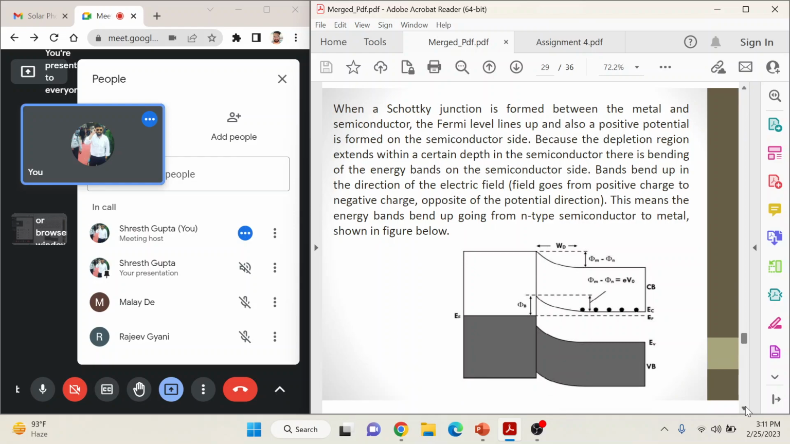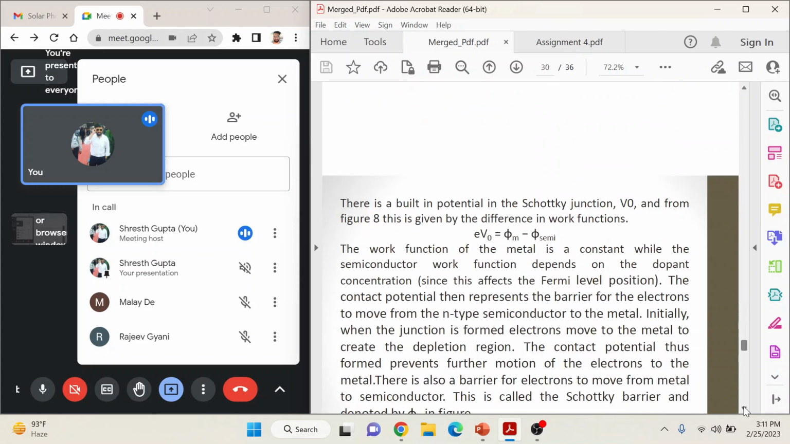So when a Schottky junction is formed between a metal and a semiconductor, the Fermi levels line up, and also a positive potential is formed on the semiconductor side. Okay, and because the depletion region extends to a certain depth in the semiconductor, there is bending of energy bands on the semiconductor side. This means that the energy bands go up from the N-type semiconductor to the metal as shown in the figure below. Okay, this is a Schottky junction.